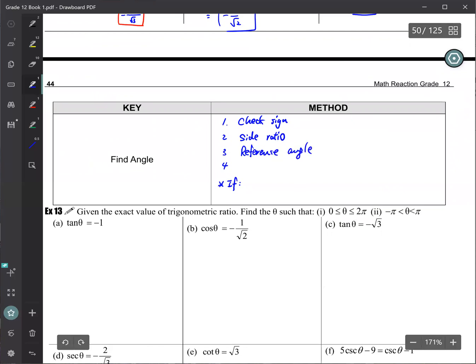Okay, what about the last step? Ray? Draw the angle. Yes, draw the angle. Okay, now this part, we need to add something in. So this part will be a little different.